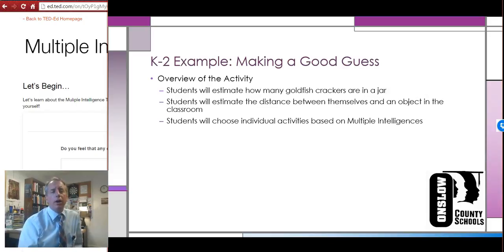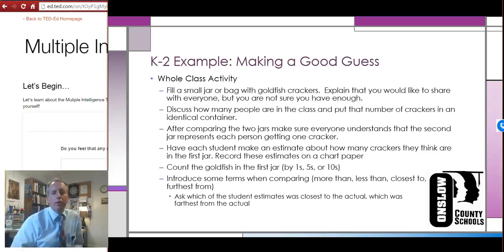When we are asking kids to learn what it means to make an educated guess or a good guess, we're trying to teach them there are some strategies you can use, right? So they're going to look at goldfish, we're going to look at the distance between themselves and an object in the classroom, and then they're going to choose some activities based on how they would like to learn it.